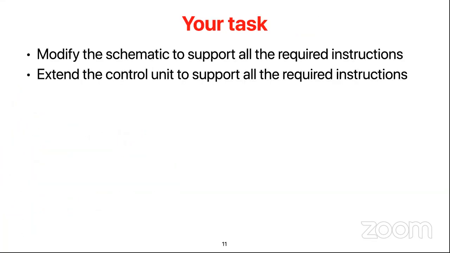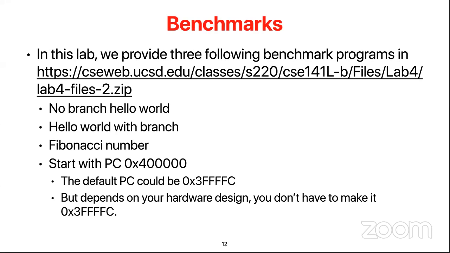So your task in lab 4 is to modify the schematic to support all required instructions. Extend the control unit to support all the required instructions. Here's the benchmark, as we said. When you support new features, you have to do a sanity check that you don't break the old thing. That's why we still have the no-branch hello world. You will also have a hello world with branch. And because we have function calls, we also want to support Fibonacci numbers. So these are the 3 benchmarks that you have to do.